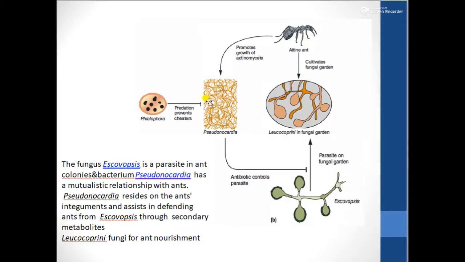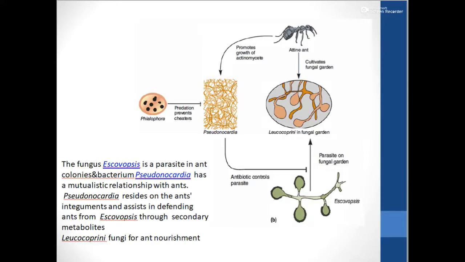If the actinomycete is not producing antibiotic, it will serve as a cheater, and it is controlled by the Phialophora here. Phialophora is an ascomycetous fungus, and thus when you look into the attine ants, you have a mutualistic interaction as well as an amensalistic reaction. You also have a predatory reaction here.